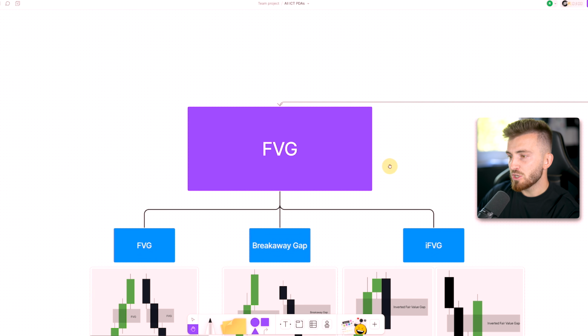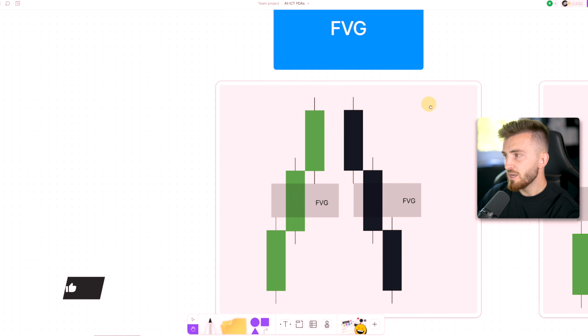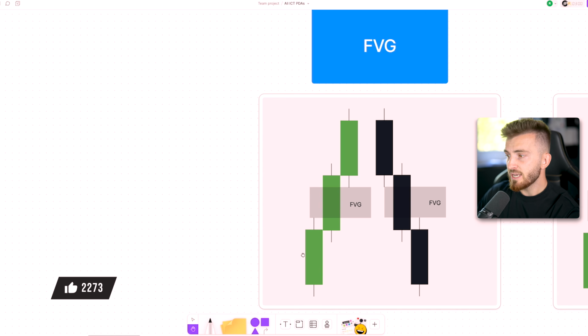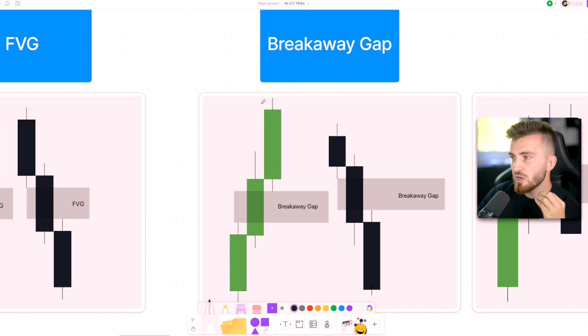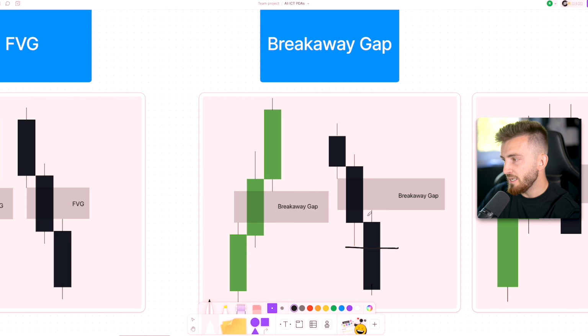Now, for fair value gaps, we have the standard fair value gap. This shows you what a fair value gap actually is. It's basically a 3-bar pattern where we have a gap in the middle. Then the breakaway gap is basically a fair value gap that has actually finished with a very big impulsive candle. So this fair value gap is not expected to be traded into because it's a breakaway gap. You normally see that through the third candle of the fair value gap being very aggressive. If you want to trade these, you have to look for a PD array in between this, on a lower time frame.